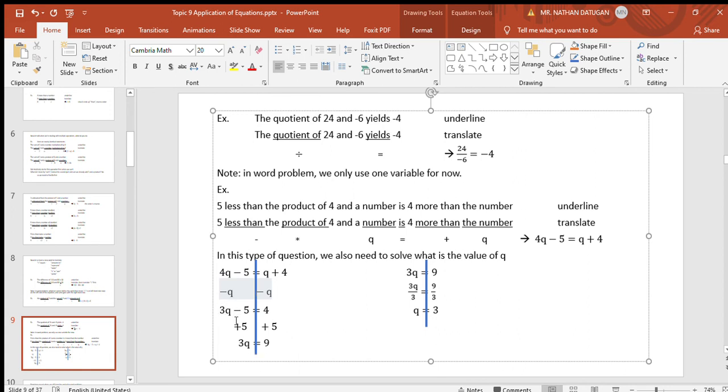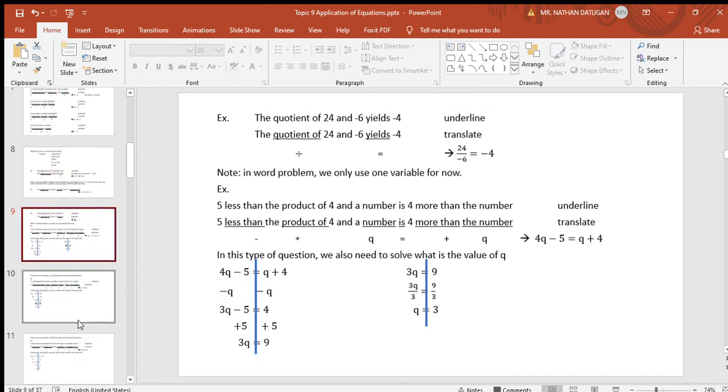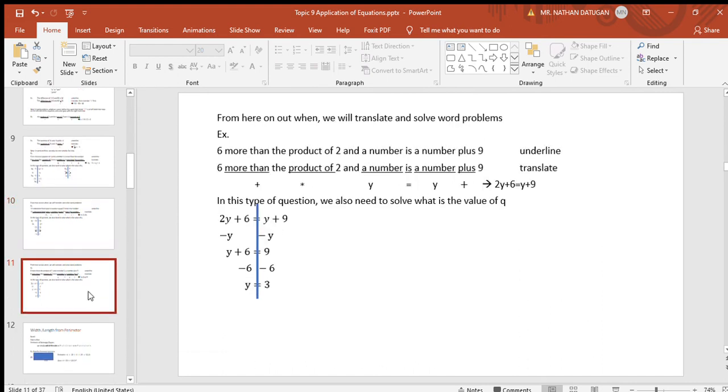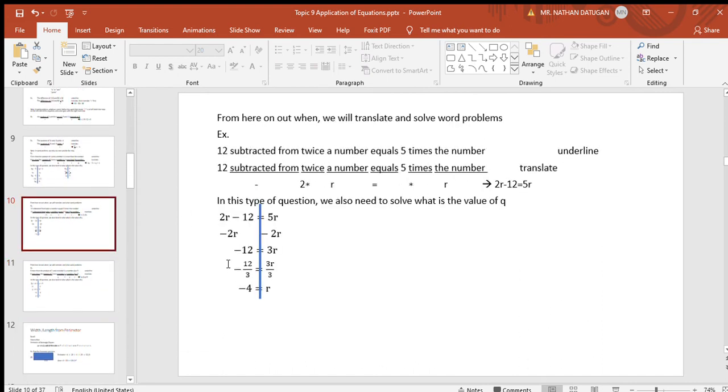So it's going to be 3q by itself. 4 plus 5 is 9. 3q equals 9. Now we want to get rid of that 3. So what do we do? We divide both sides by 3. 3q divided by 3 equals 9 divided by 3. You're left with q is equal to 3. So your final answer is q equals 3. Okay, 2 more examples, and we'll end this video right here.